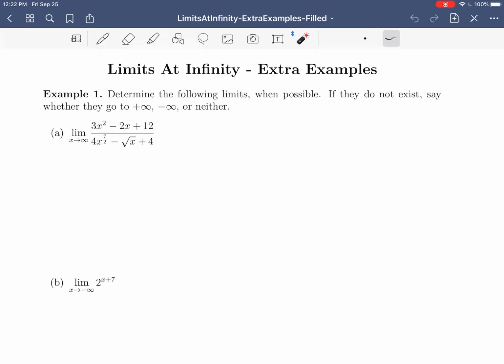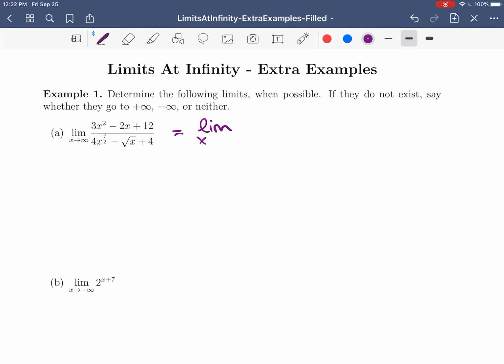Okay, so if we try to think about what happens as we plug in a big number, the top is going to go to infinity. The bottom is also going to go to infinity. So we don't know which one is going to win. So we're going to have to transform this a little bit.